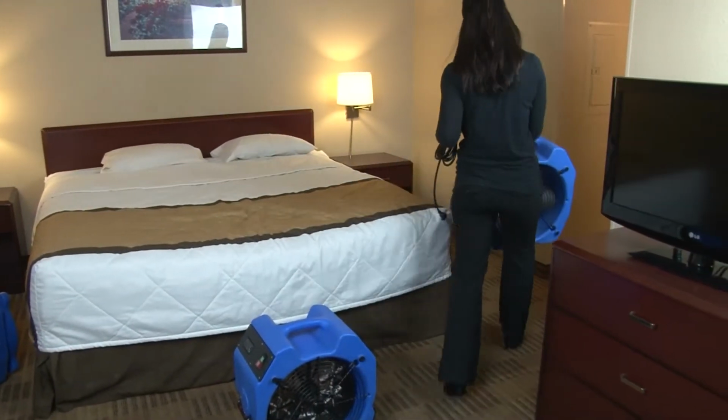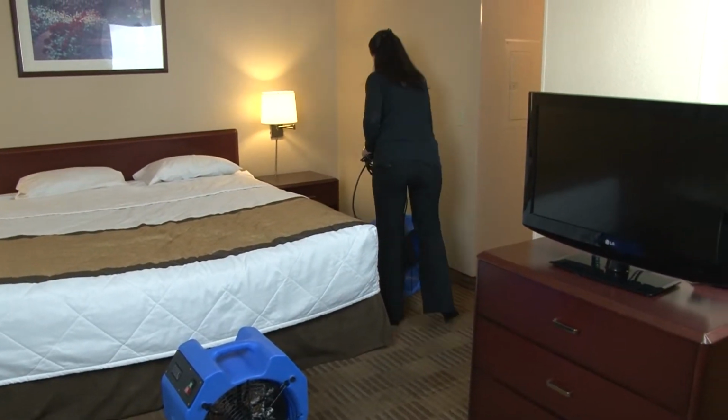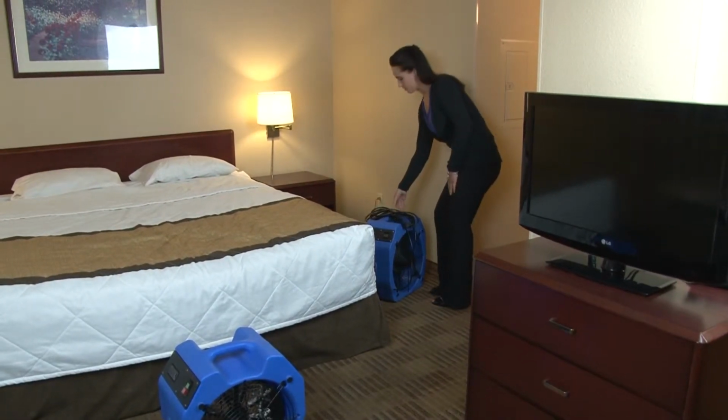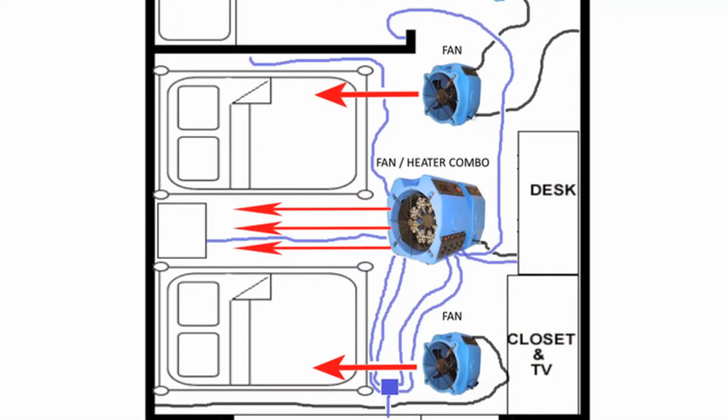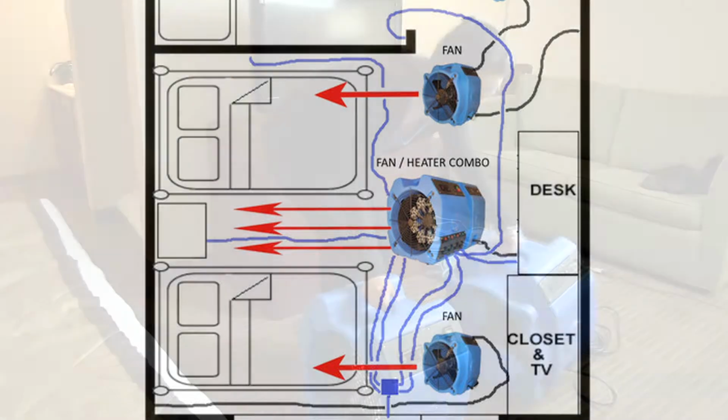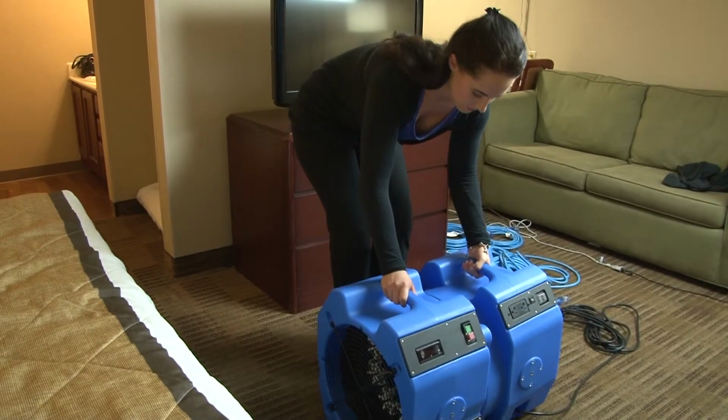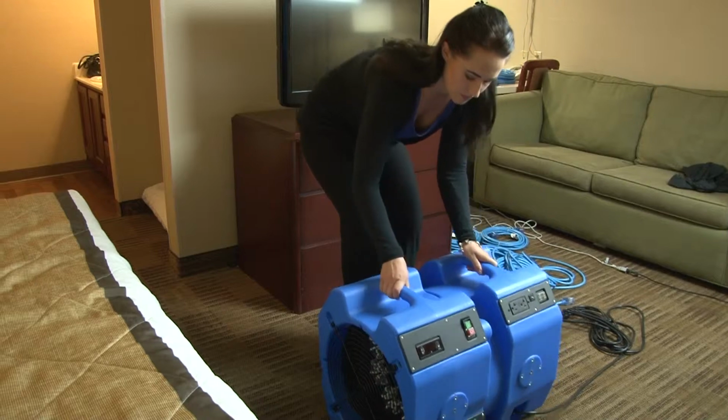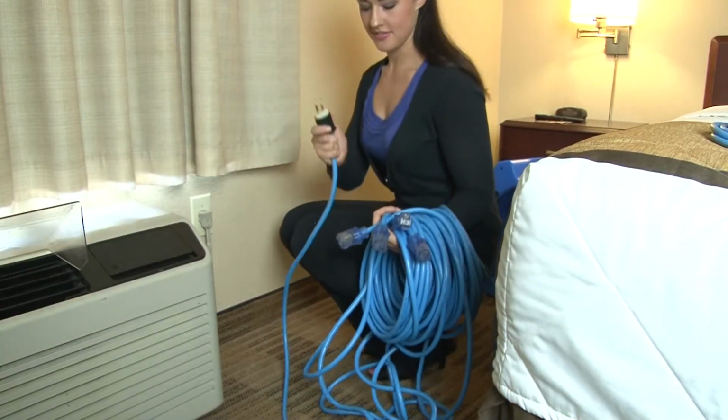Remember, the idea is that you will be turning the room into a convection oven through the use of heat and air movement. Make sure all fans are blowing in the same direction along the walls of the room. If possible, place 1 fan per wall. Now, magnetically connect the fan and heater. Next, run power to the heater.